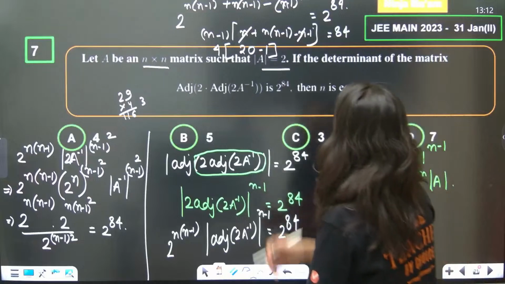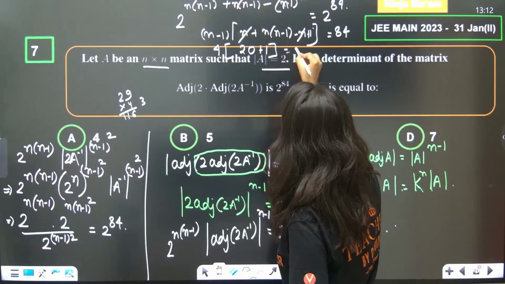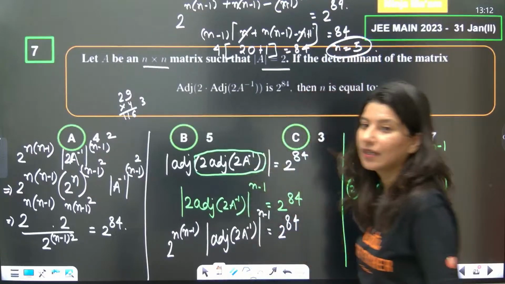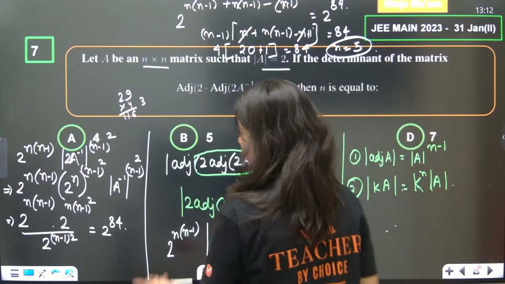21. Okay, so this is plus 1. Yes, absolutely correct. 20 plus 1 is equal to 84. n is equal to 5 is getting satisfied over here. n is equal to 5 is absolutely satisfying. Can you see this? Yes, the powers.